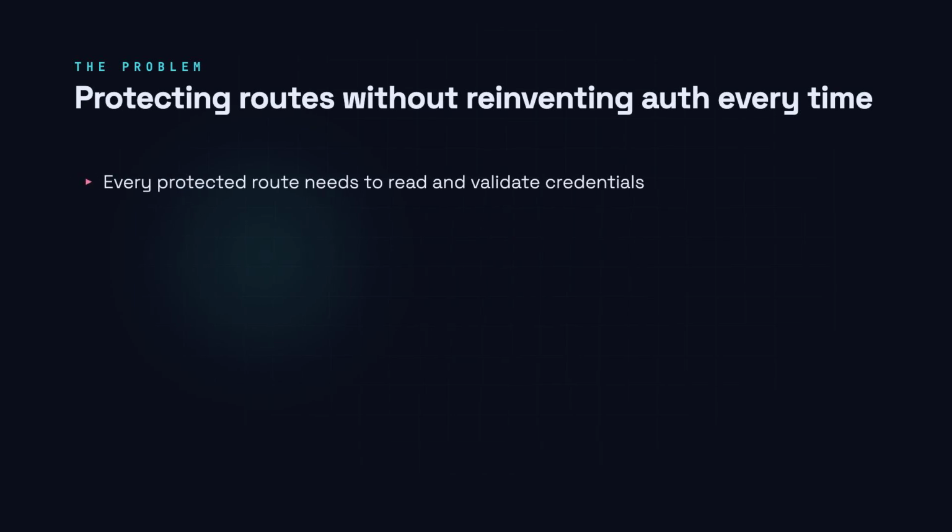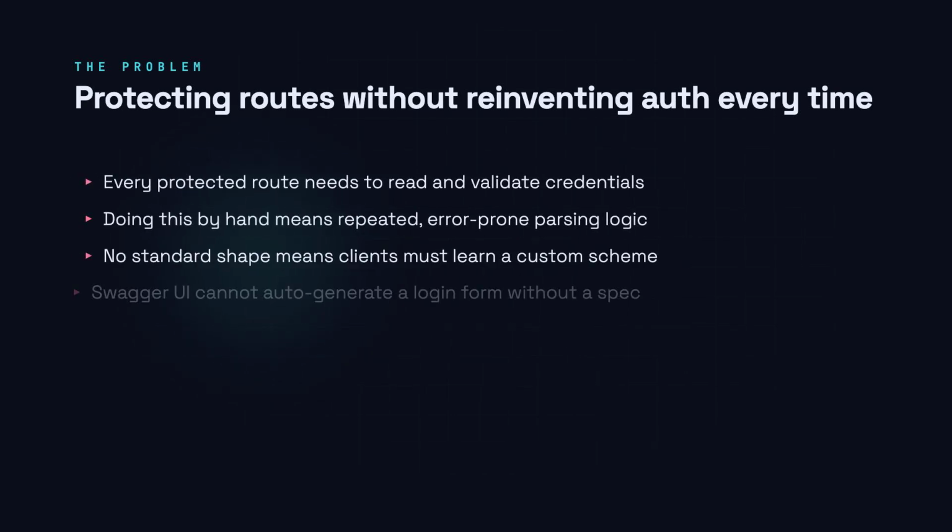Imagine you have 10 endpoints that require a logged-in user. Without a standard approach, you end up copying credential reading code into every route, each slightly different, each a potential security bug. On top of that, your API clients have no standard way to know where to send credentials, and your auto-generated docs are useless for testing auth. That friction is the problem OAuth2 Password Flow solves.